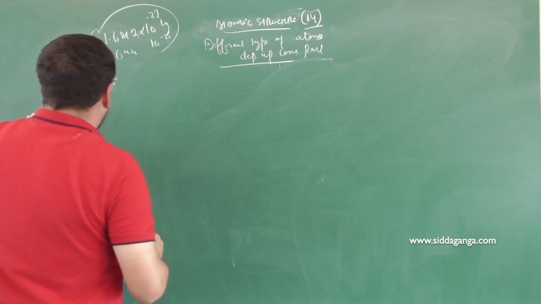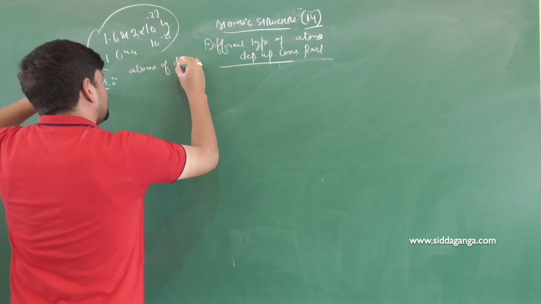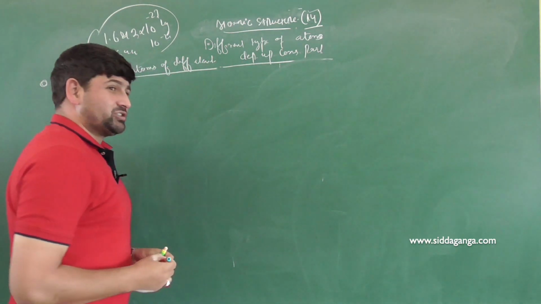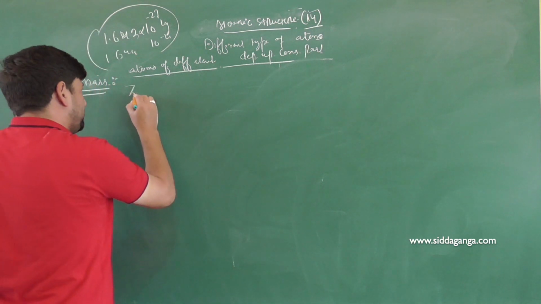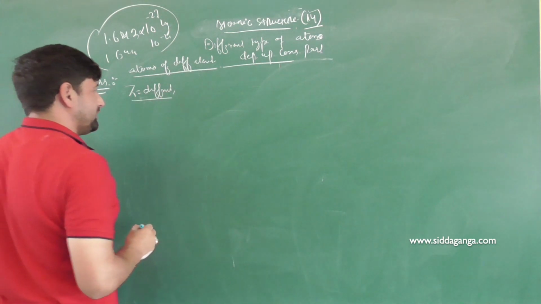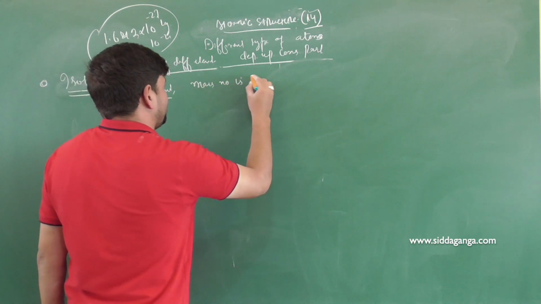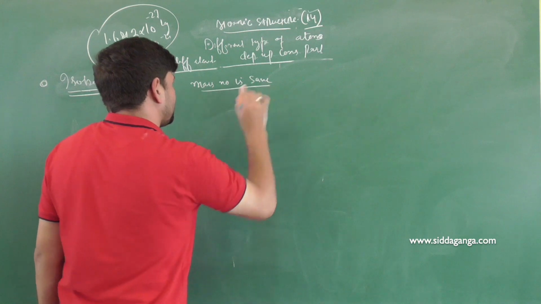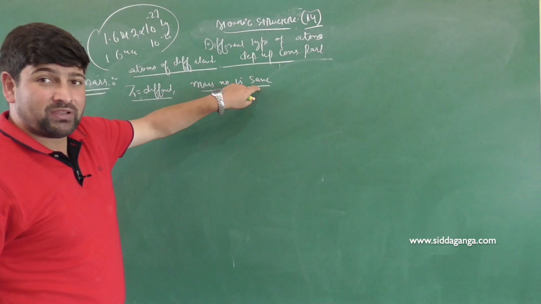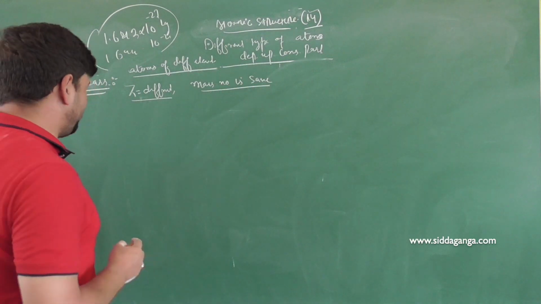First of all, understand, isobars are atoms of different elements. So naturally, if they are atoms of different elements, then their atomic number is different. So when the atomic number is different, the mass number is the same. That doesn't mean the number of neutrons will also be the same. I will explain it to you.